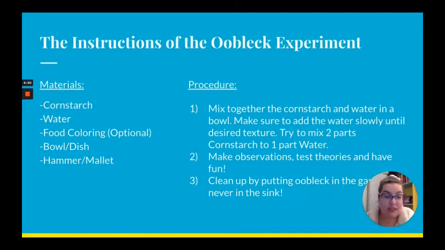The procedure is that you mix the cornstarch and the water in a bowl, slowly adding the water, trying to get about 2 parts of cornstarch to 1 part of water. And then you make your observations, test theories, and have fun along the way. Clean up by putting the Oobleck in the garbage and never in the sink because it does stay the same kind of consistency.